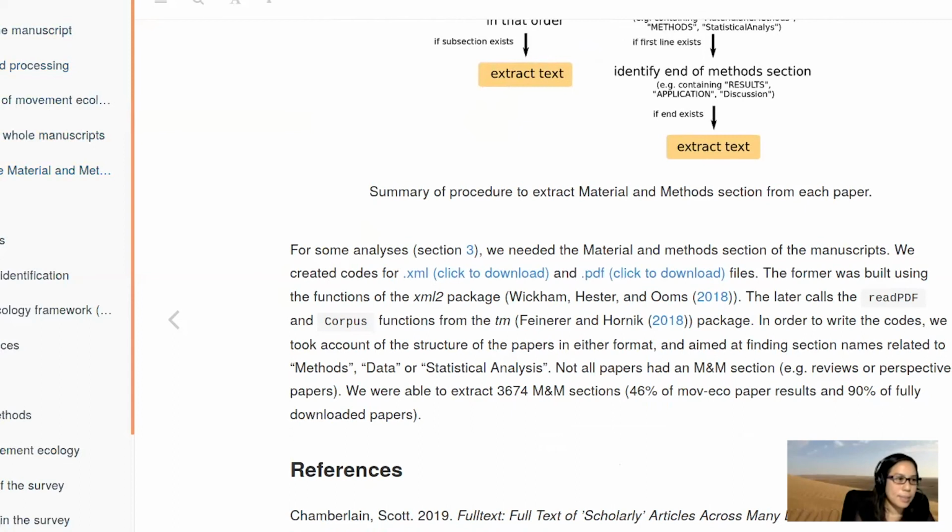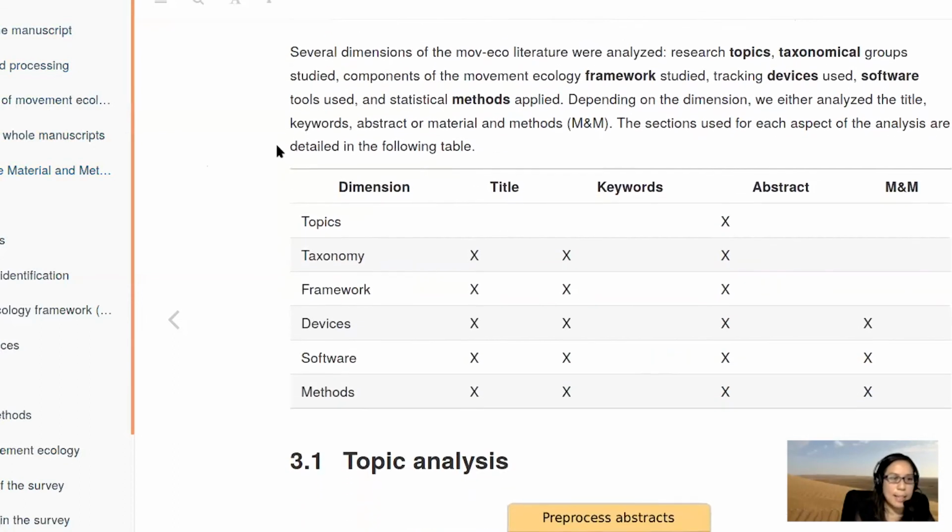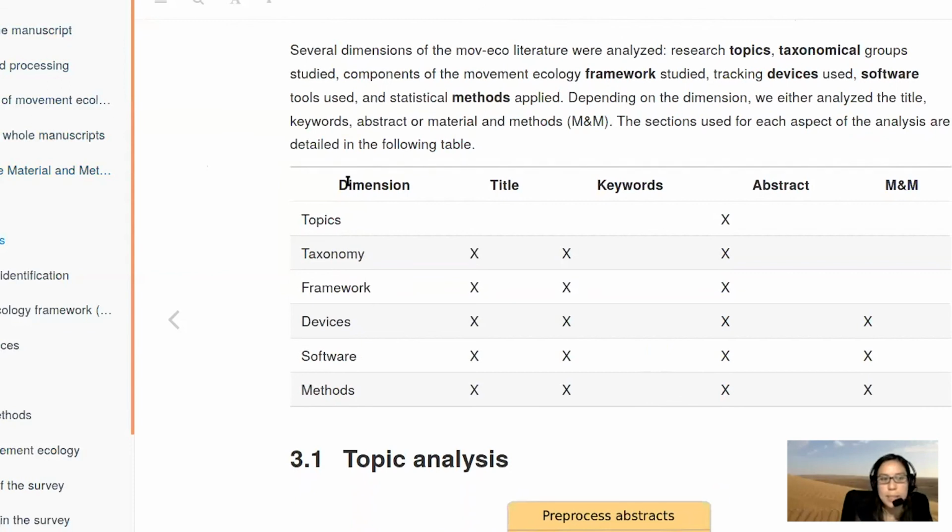And then the data analysis. So this is a table basically on which type of data analysis was made on which section of the paper. So the topic modeling in this case was done with the abstracts, because I thought that in the abstract there was enough information to distinguish topics in the papers, like it should be a summary of the paper, right? Then I wanted to know which species were studied in the papers, and I also thought that it was either in the title, keywords, or abstracts.